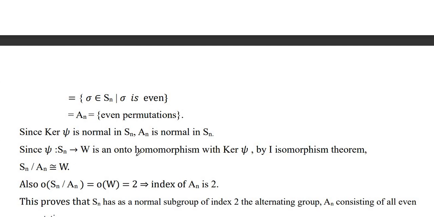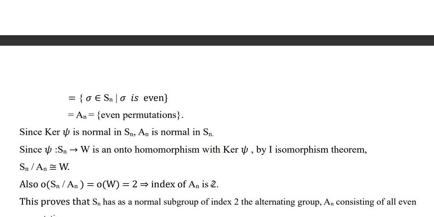And in that way we can conclude this using the first isomorphism theorem. Since psi from Sn to W is an onto homomorphism with kernel psi, by the first isomorphism theorem Sn mod An is isomorphic to W. Both being isomorphic means the number of elements must be the same, and the number of elements present here is 2. But this is nothing but the number of right cosets of An in Sn, which is the index of An in Sn.